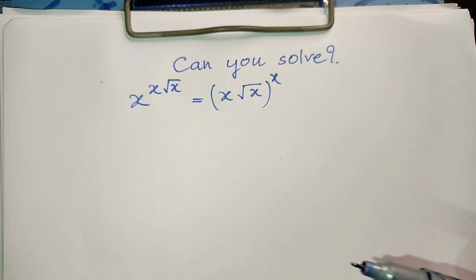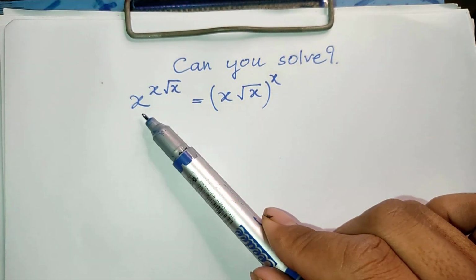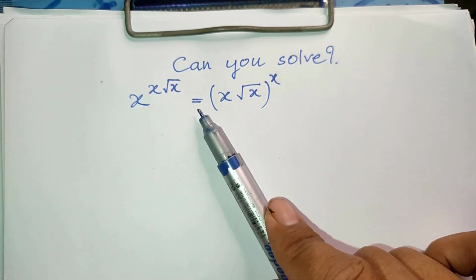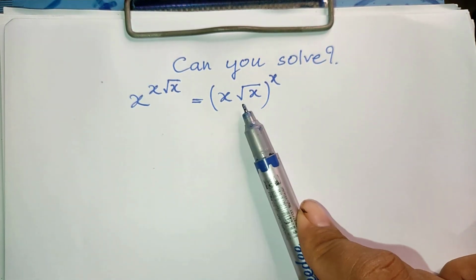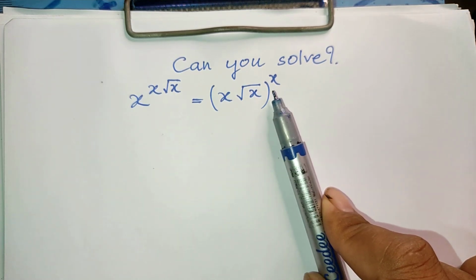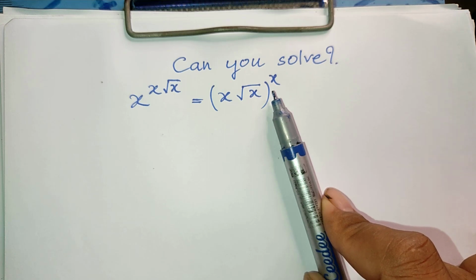Today I have one exercise. h power h square root of h is equal to h square root of h all power h. Do you know how to solve this? If you know, please do it. When you have done it, please come back to watch my video from beginning to the end to verify your solution.